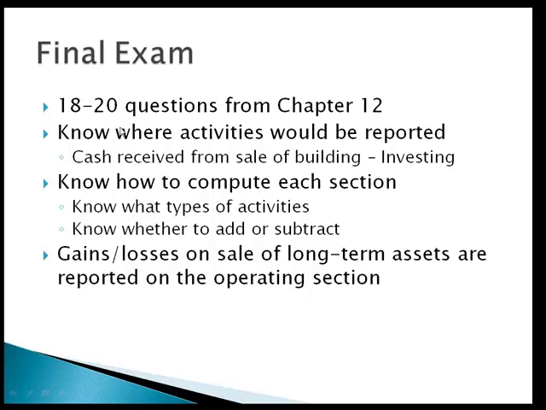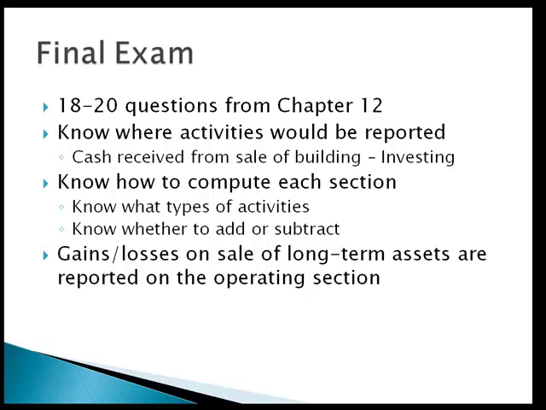So what I want you to focus on is where would the activities be reported? So if we tell you that cash received from a sale of a building, where does that go? It goes to the investing section. If there's a gain or a loss related, the gain or loss goes to operating. Okay, so practice those types of activities. Make sure that you know where the activities fall on the statement of cash flows: operating, investing, or financing. Okay, know how to compute each section. So like we just did for the investing and financing, know what types of activities fall in each section.